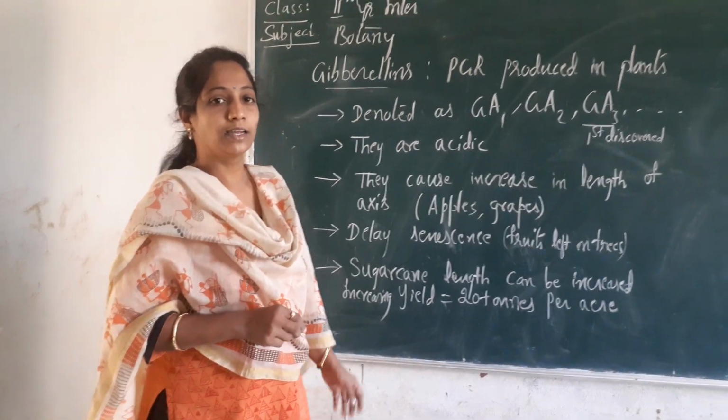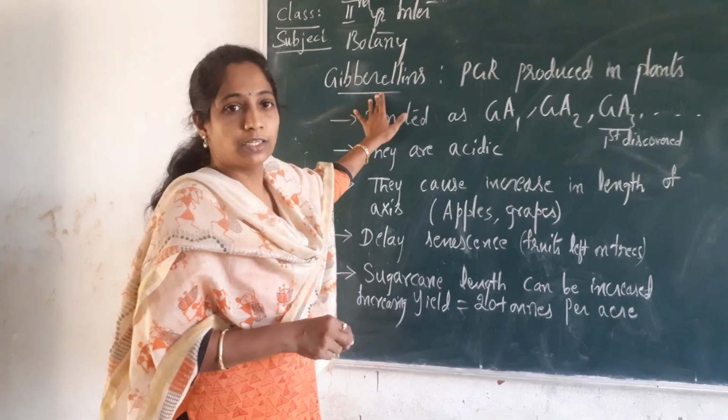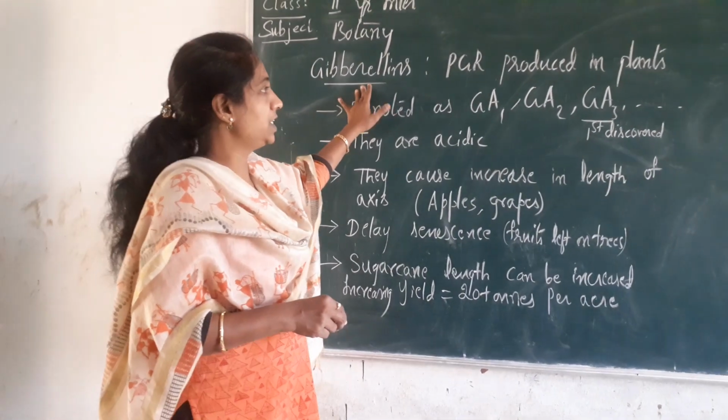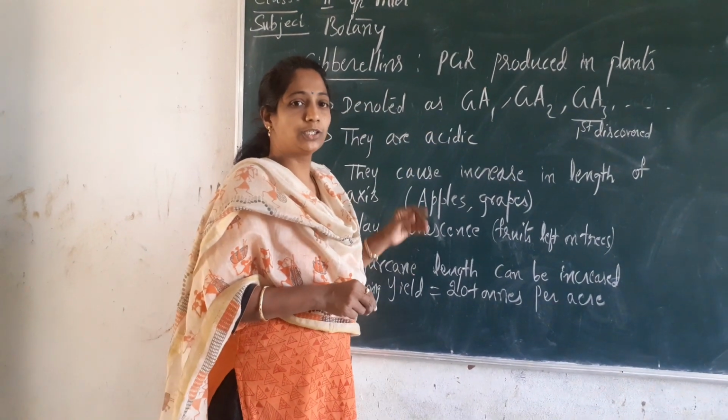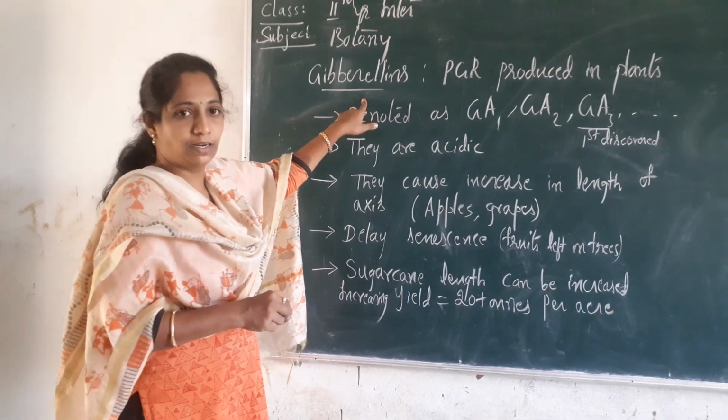Good morning students. Let us study the second year intermediate botany topic gibberellins. In the previous class we have studied about auxin, which is a PGR, plant growth regulator. Today we will study the second plant growth regulator, which is called gibberellins.